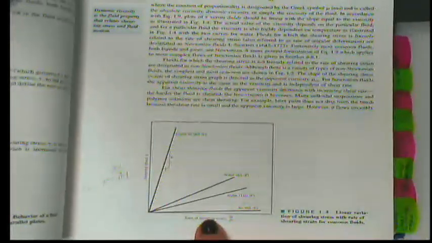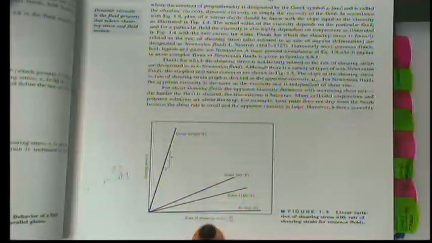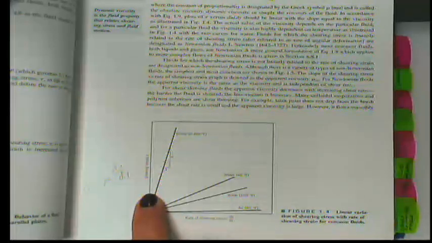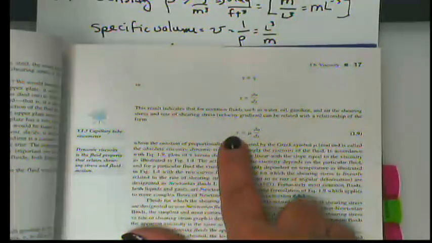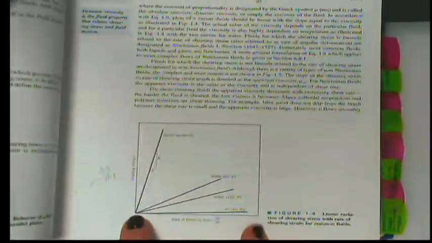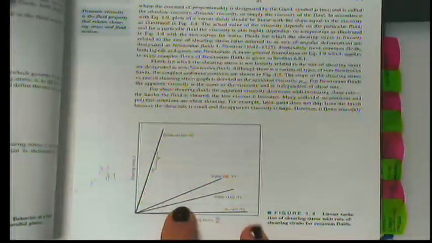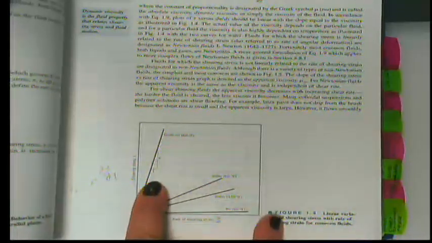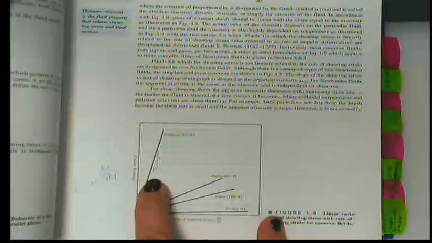So what you see on the x-axis is the rate of shearing strain, which would be du dy, or gamma dot. And here we have the shearing stress, tau. If you look at the equation that we've constructed, from the form y equals mx plus b, if b, the y-intercept, is 0, then the slope of these lines is the viscosity.